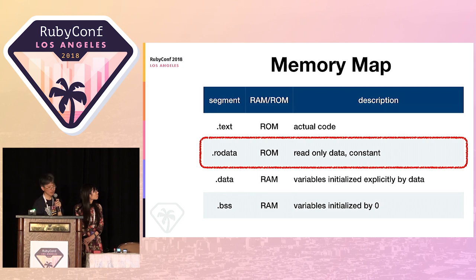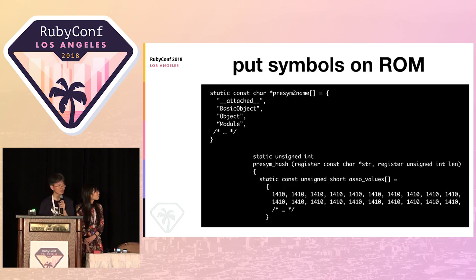By the way, how can we place a structure in C into ROM? An easy way is putting the const qualifier. Another way is preparing special segments with a linker script. But if you do not need to do anything complicated, const is enough. This is code generated by gperf. In gperf, by generating static const like this, we placed an array of names and data used by the hash function in ROM.